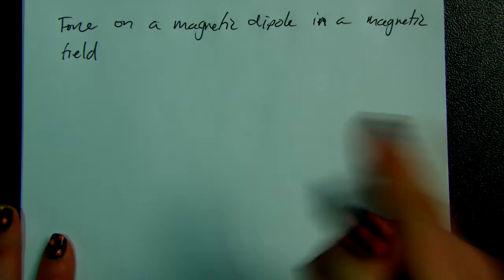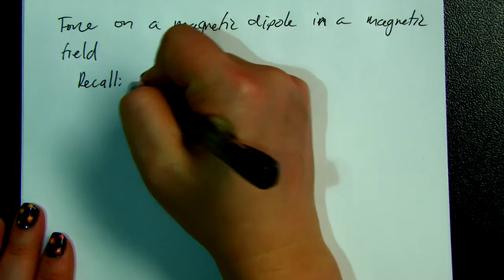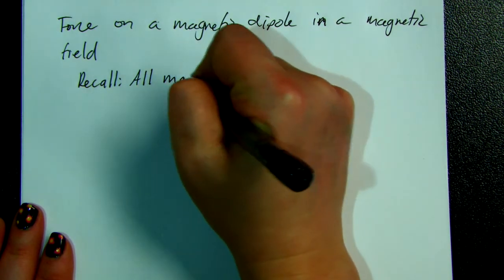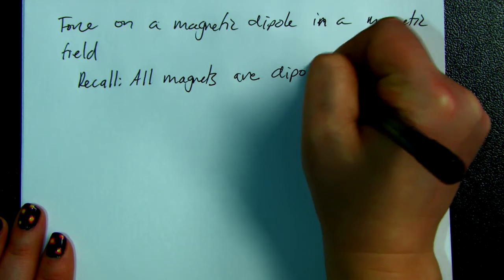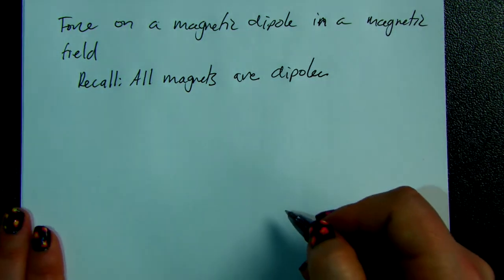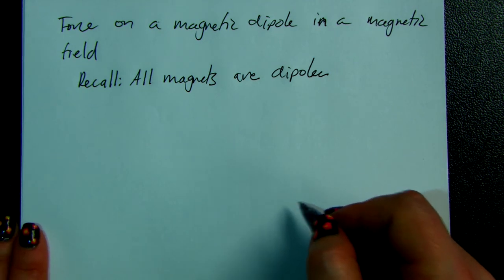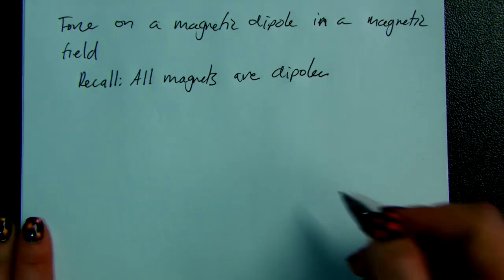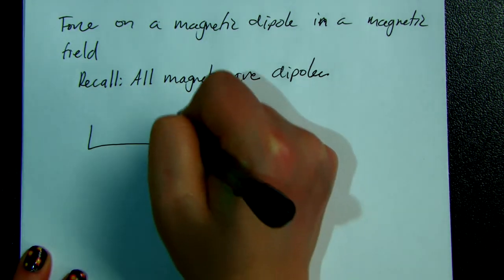All right, so if you recall, we've already talked about how all magnets are dipoles. There are no magnetic monopoles. You cannot have a north hanging out by itself. It always has a south to go along with it.